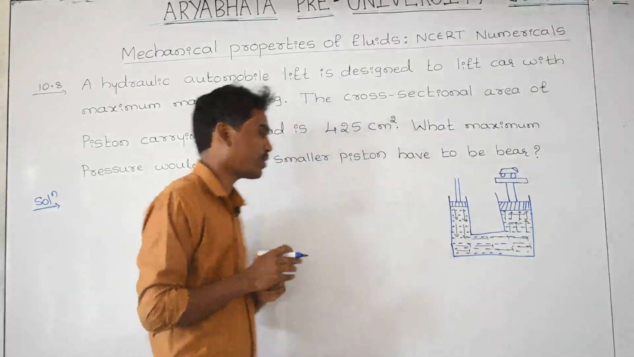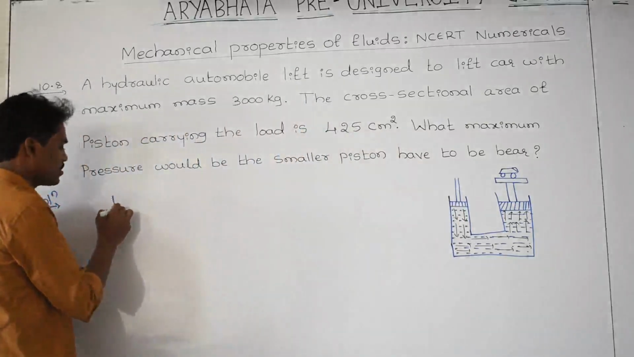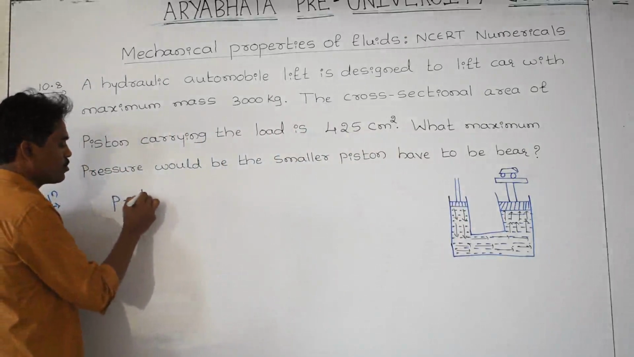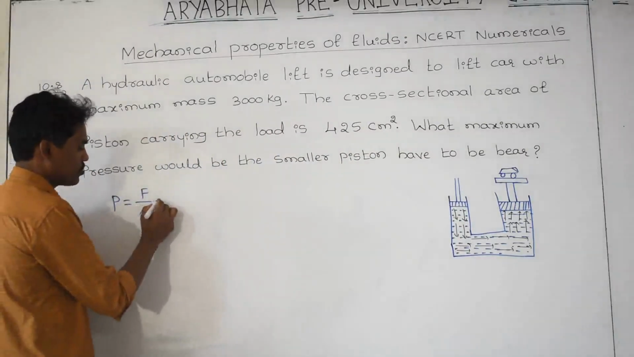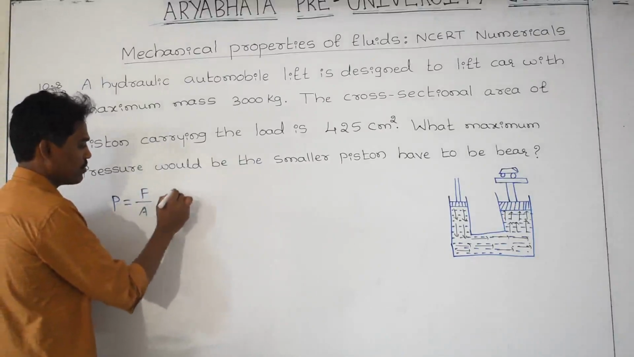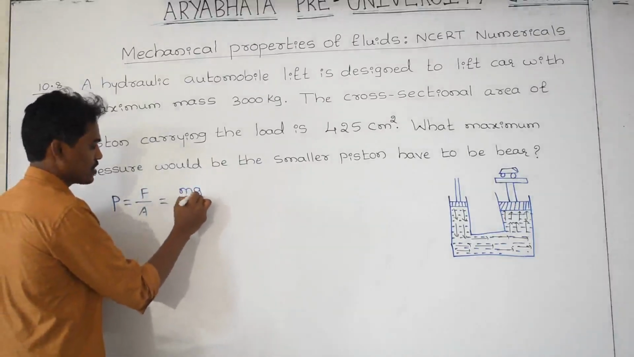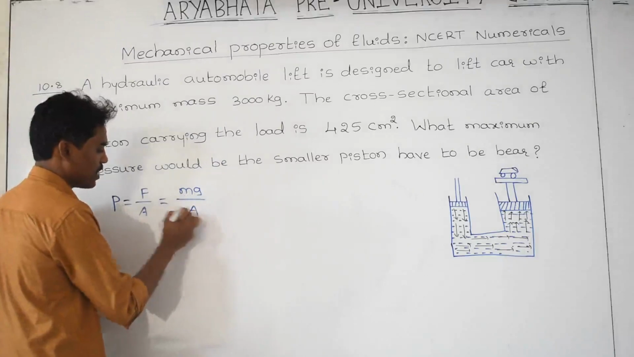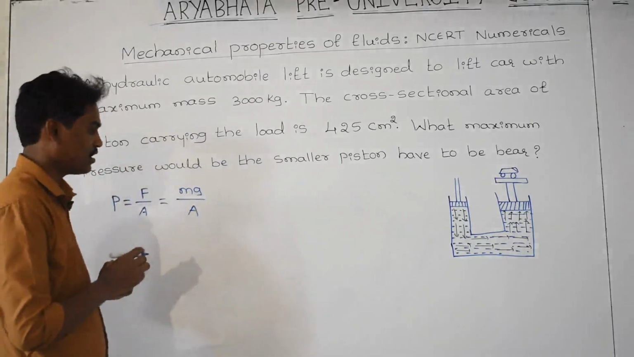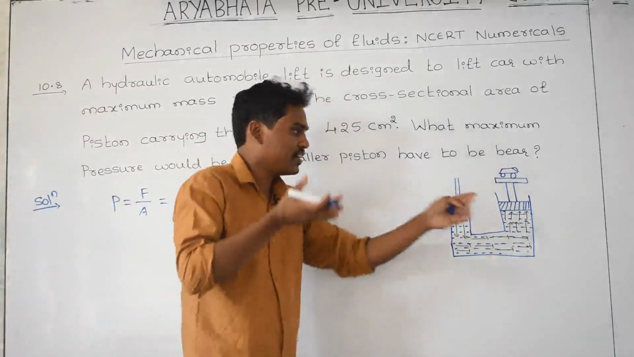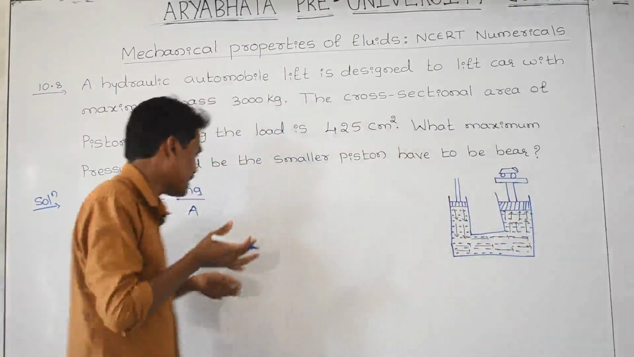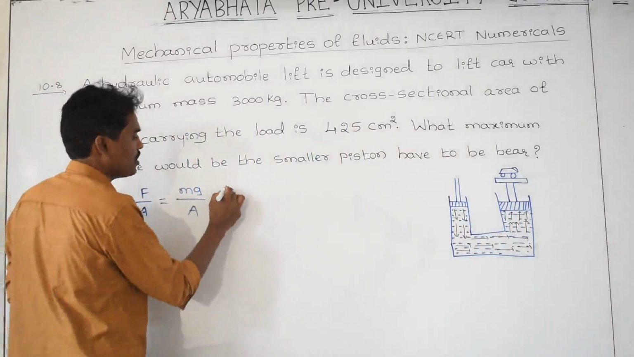That is what you need to find out. And the direct formula, that is pressure is equal to force per unit area. And the force can be written as mass into acceleration due to gravity, and the area, as he has given, we have to write. And the total, how much maximum mass the second piston has to lift, it has the capacity to lift a maximum mass equal to 3000.